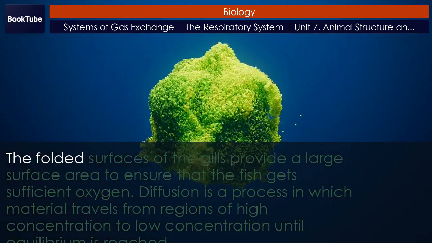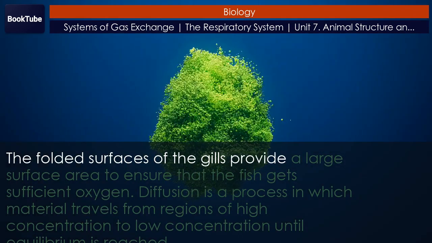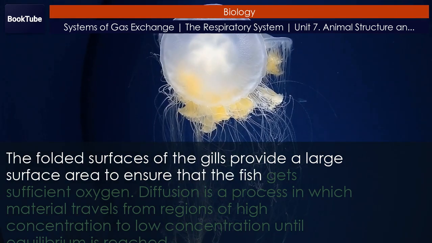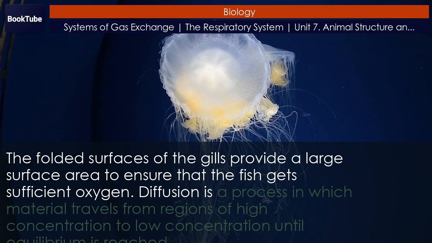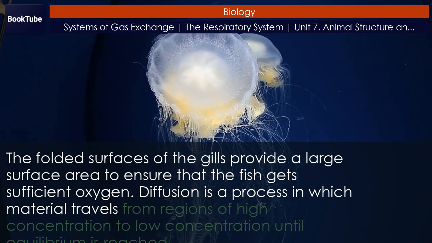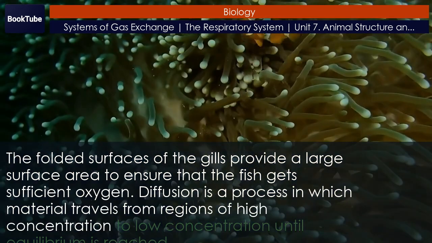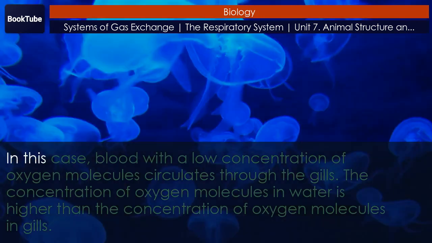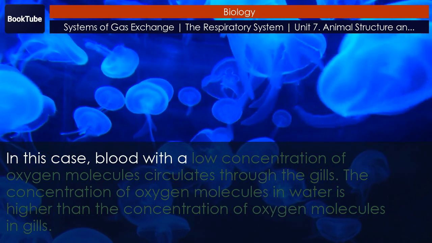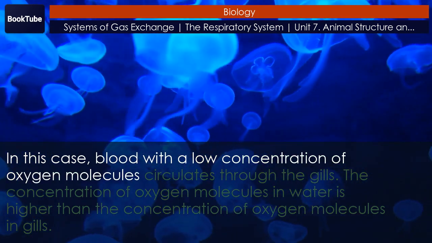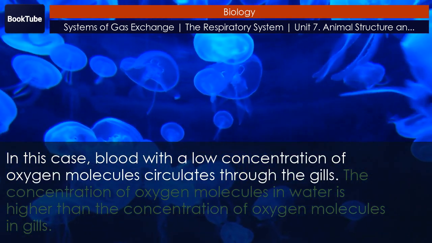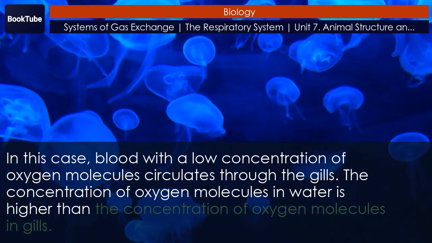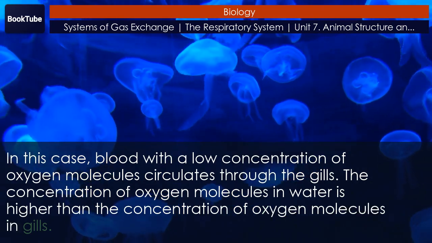The folded surfaces of the gills provide a large surface area to ensure that the fish gets sufficient oxygen. Diffusion is a process in which material travels from regions of high concentration to low concentration until equilibrium is reached. In this case, blood with a low concentration of oxygen molecules circulates through the gills. The concentration of oxygen molecules in water is higher than the concentration of oxygen molecules in gills.